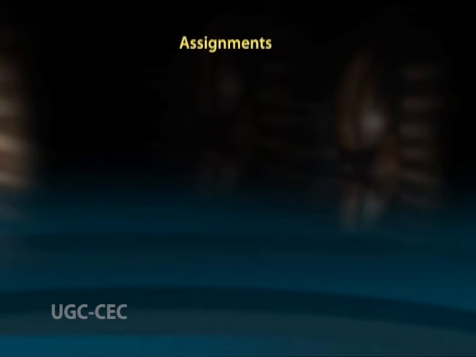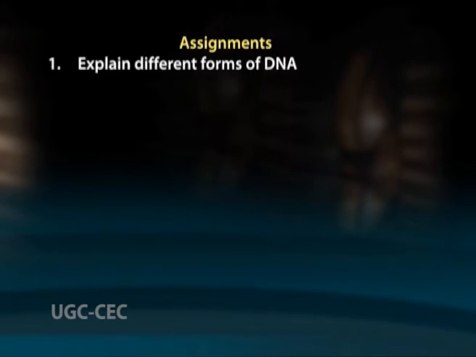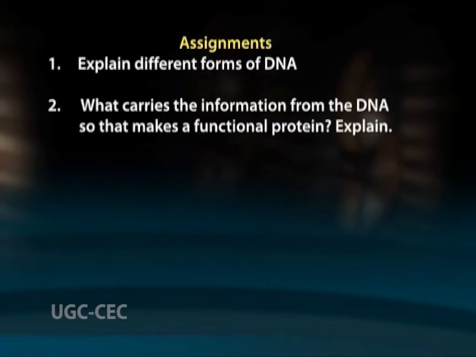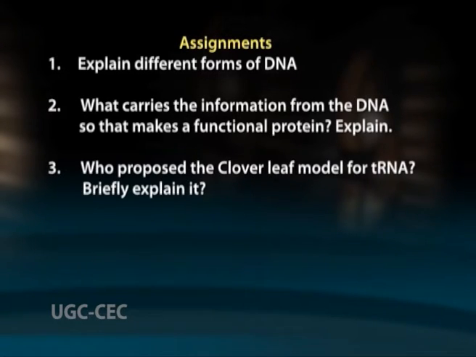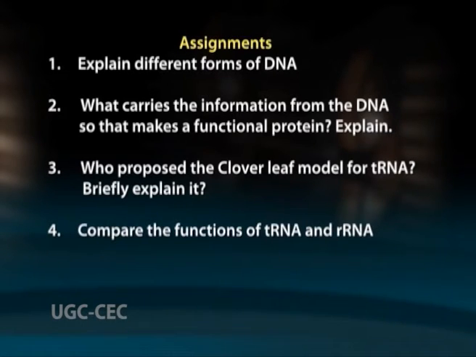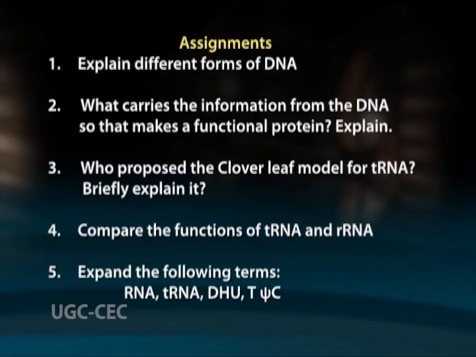Here I give you a few assignments to work out. 1. Explain different forms of DNA. Second, what carries the information from the DNA so that it makes a functional protein? Explain it. Third, who proposed the cloverleaf model for tRNA? Briefly explain it. Fourth one, compare the functions of tRNA and rRNA. Fifth one, expand the following terms: RNA, tRNA, DHU, T-Ψ-C.